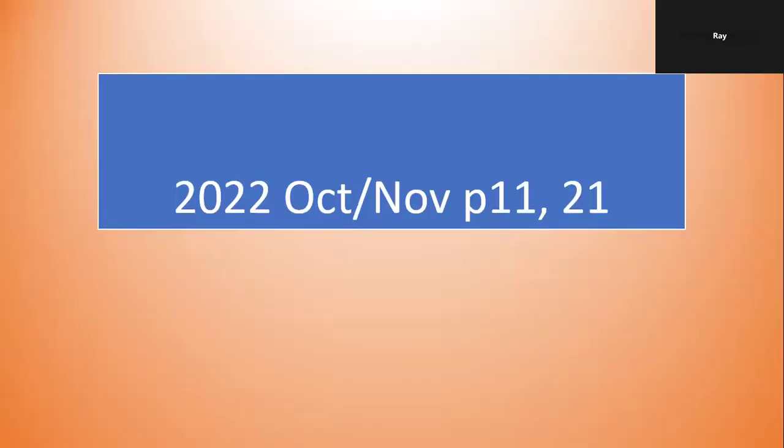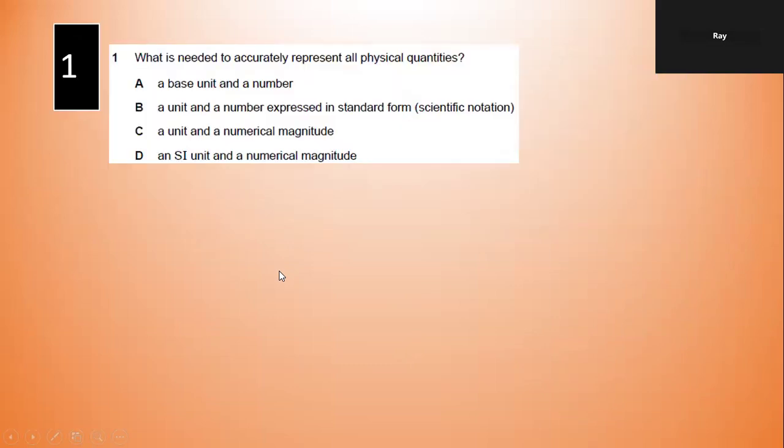Okay, we will discuss this one, 2022 October, November, paper 1-1 and 2-1. If you haven't marked, mark yourself. Then you should give yourself your score and you should improve. By doing the paper, you know where your weakness is and then improve on it. That's how you are going to improve your skill for physics, by learning which area is your weakness.